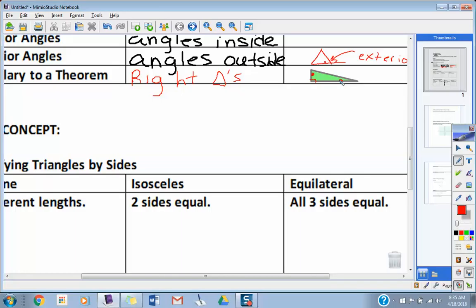Okay, so the corollary to a theorem we're going to talk about is, well, you know angles in a triangle add up to 180. But if you have a right triangle, then minus that right angle, the other two acute angles are going to add up to 90 degrees. That's all that's saying. But that's only in what type of triangle? Right triangle, okay?